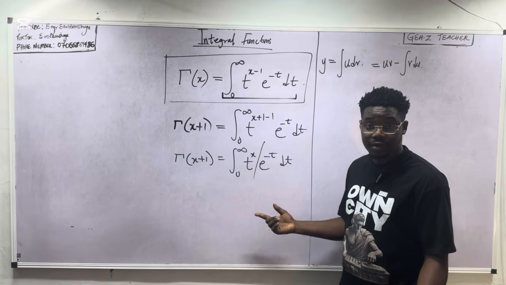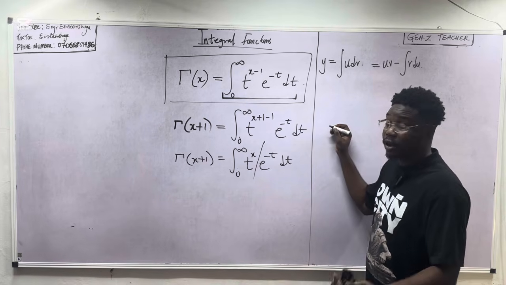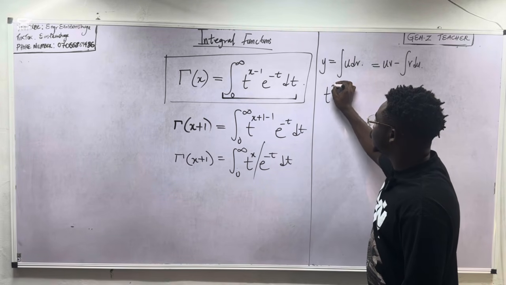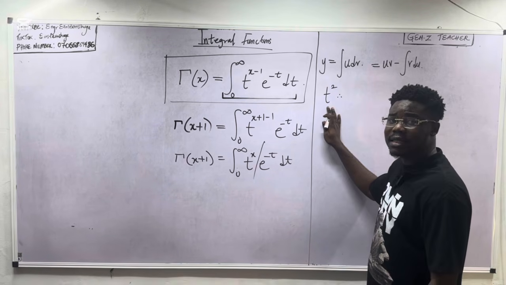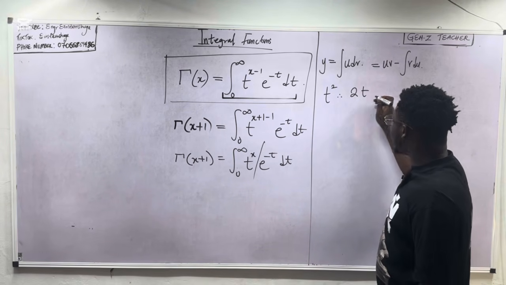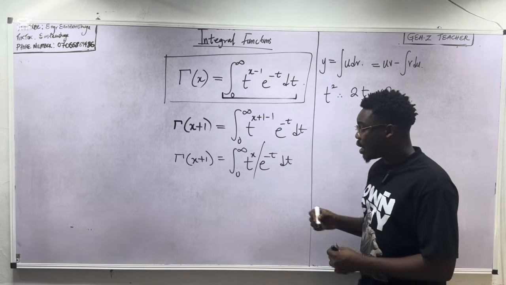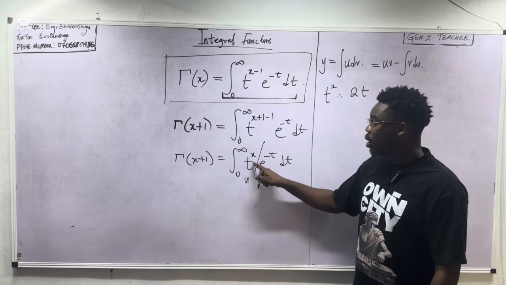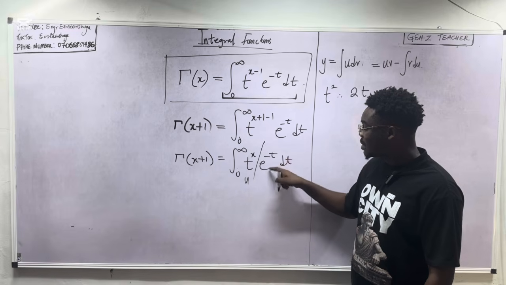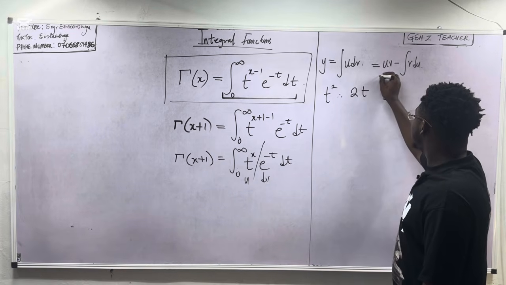Remember, x is a number. So let's assume, for example, x is 2. So we have t raised to power 2. If you differentiate t squared, you're going to have 2t. If you do it again, you're going to have 2, and 2 is a constant. So I'm going to say, let t raised to power x be our u, and this guy automatically becomes our dv. So we're going to apply this expression here.